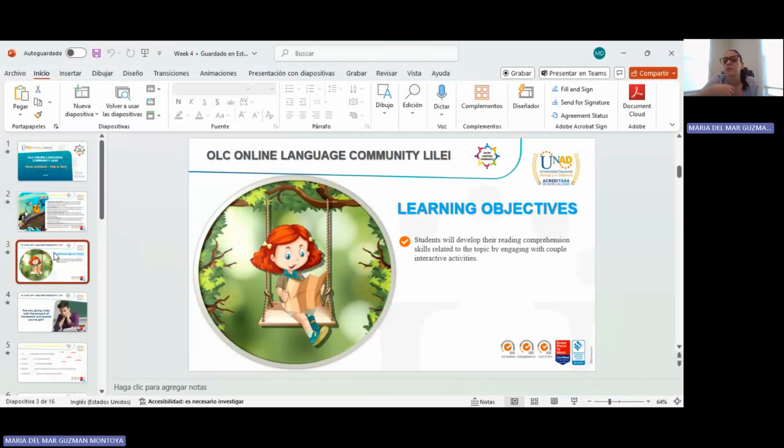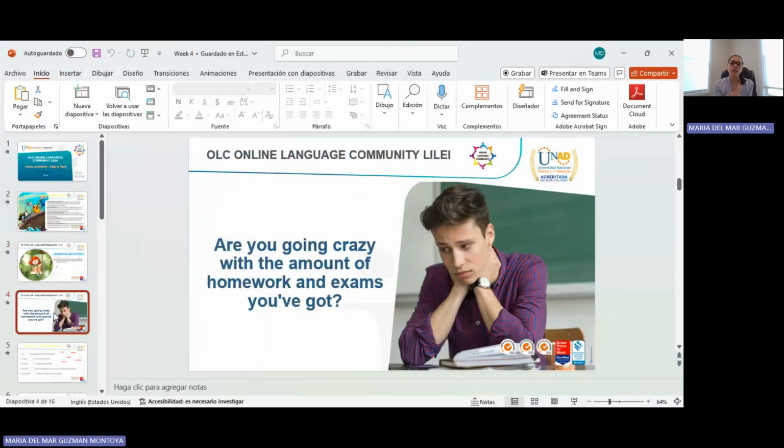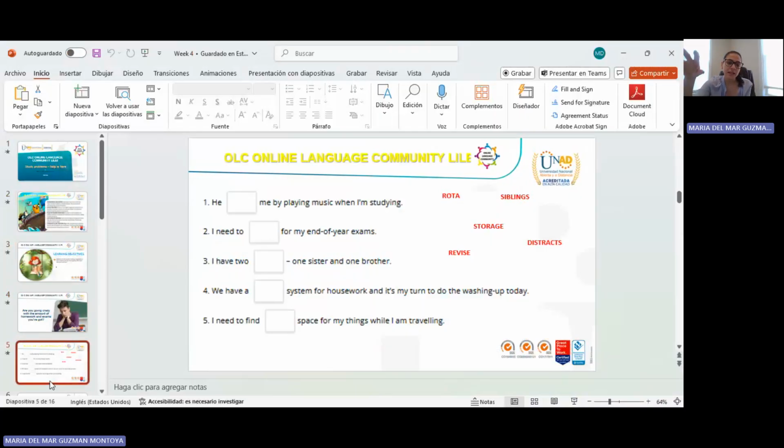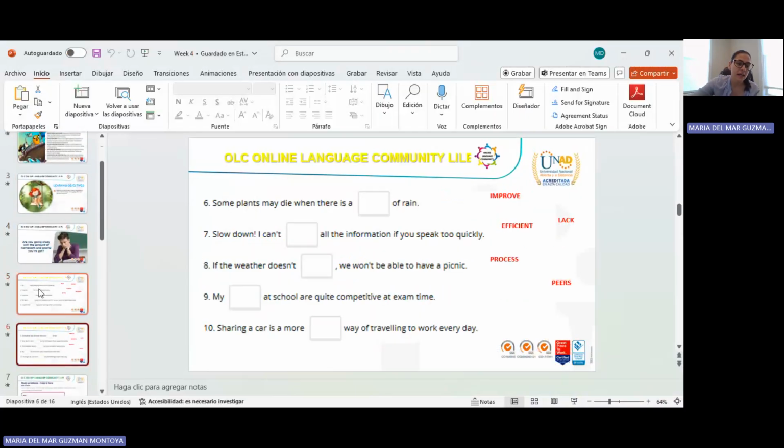Our learning objective is that we're going to develop our reading comprehension skills related to the topic with some activities. And then we have this open question: are you going crazy with the amount of homework and exams you got? The idea here is socializing with the students, waiting for their responses and their points of view, and just having a little chat, right?